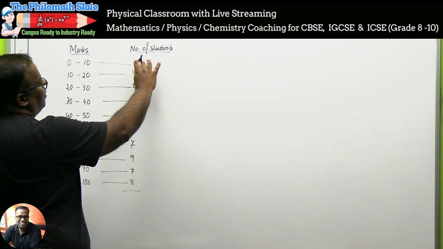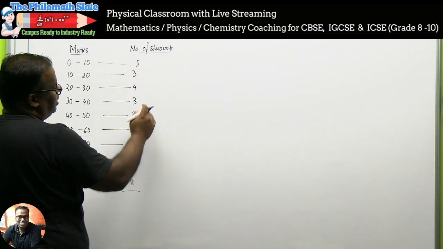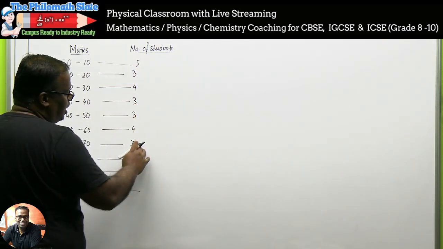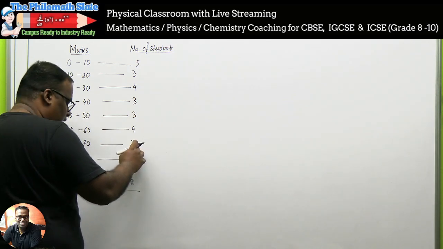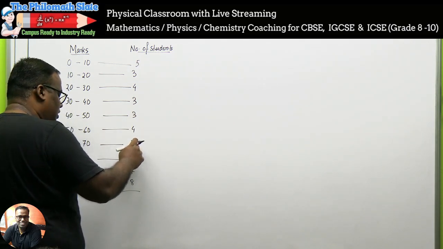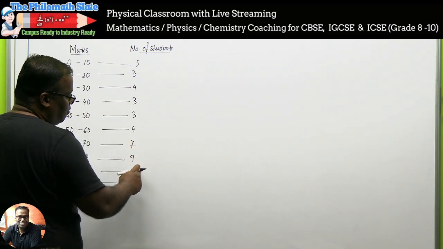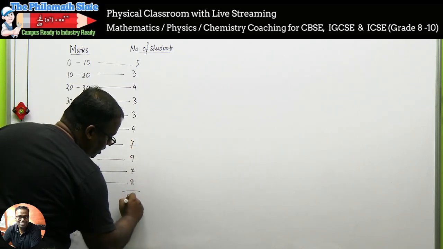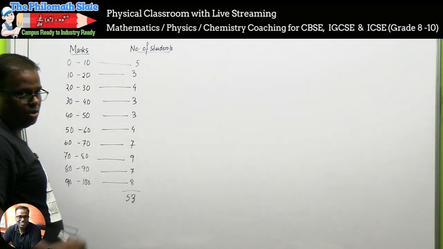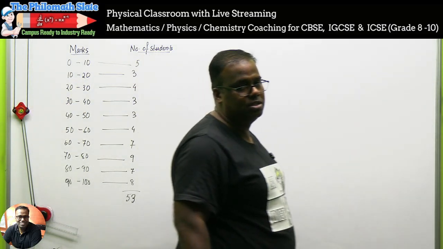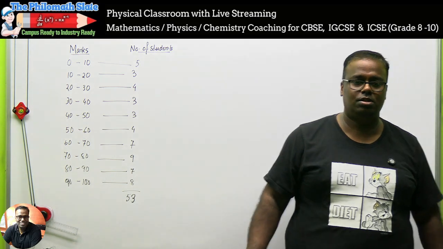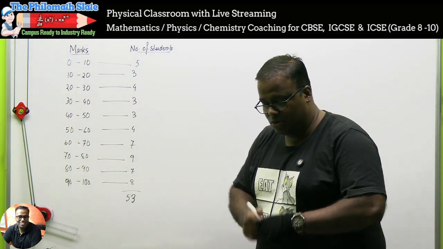I'm just cross checking. 5 plus 3 is 8, 8 plus 4 is 12, plus 3 is 15, plus 3 is 18, 22, 29, plus 9 is 38, 38 plus 7 is 45, 45 plus 8 is 53. So 53 students. The first question that comes to your mind is, how many students? Okay, now let's decode the problem slowly.